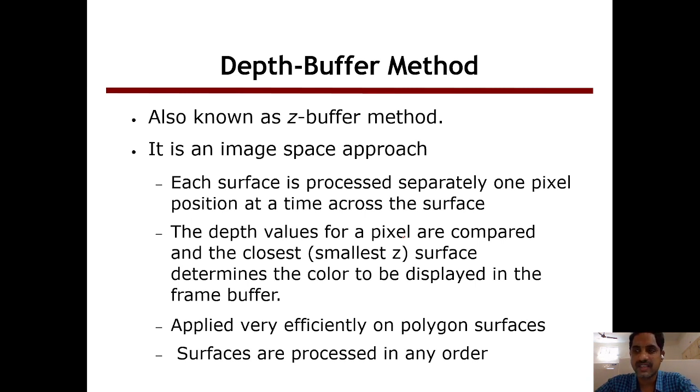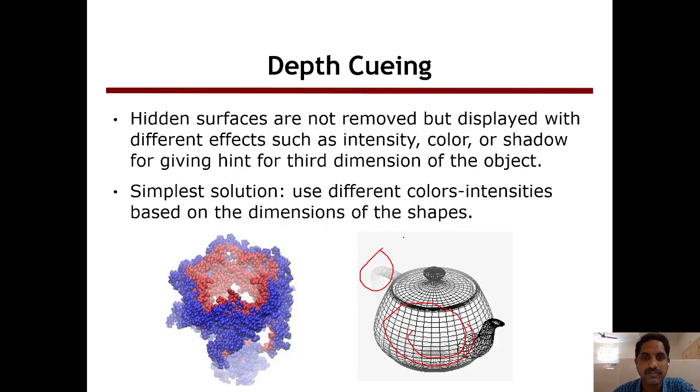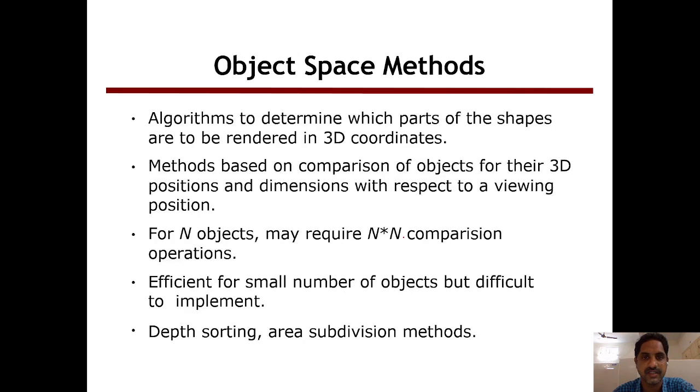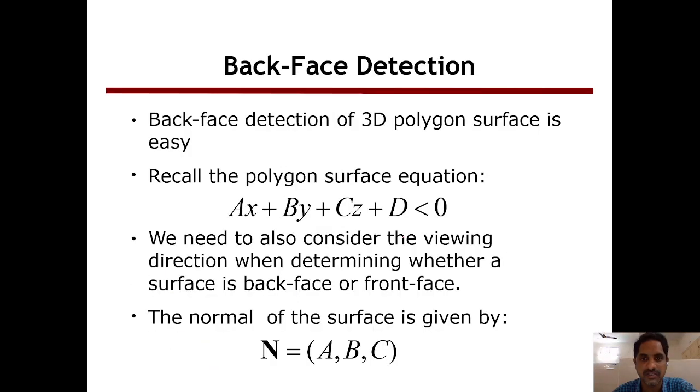Next one is the depth buffer method. So, what is the depth buffer method? It is also known as the z-buffer method. It is an image space approach. So it is called the image space approach. And the back face method is called the object space method.